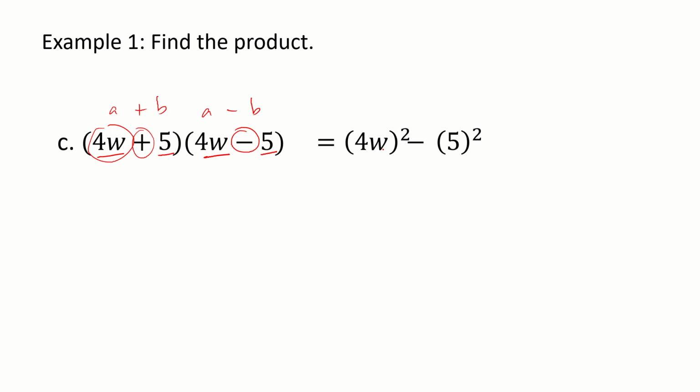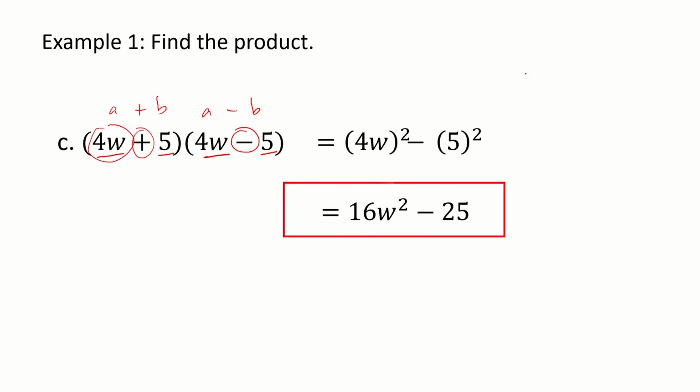So 4w times 4w is just 16w squared. The square of 5 is 25. And that's our final answer. So why is it that we say that this is the difference of two squares? Because in the first place, it's always a minus. So that's why difference. Two squares because the first term must be a perfect square. So that's 4w times 4w, a perfect square. The second term is also a perfect square, 5 times 5, 25. So that's why it's called the difference of two squares.